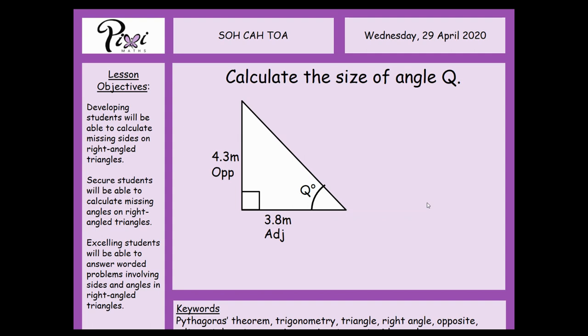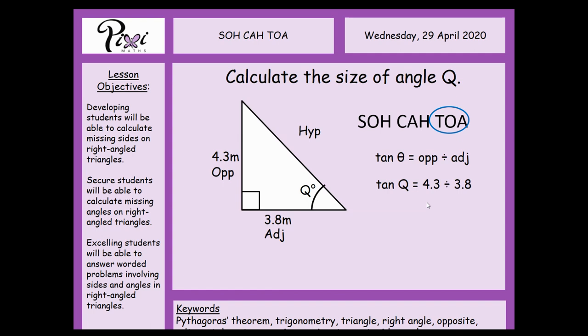3.8 is adjacent to angle Q because it's touching the angle, and the side opposite the right angle is our hypotenuse. We want to write out our SOH CAH TOA and then identify which formula we want to use. In this case, we know the opposite and we know the adjacent, and the hypotenuse is the useless side, so we don't want anything containing an H, and therefore it's going to be TOA. The formula for that one is tan theta equals opposite divided by adjacent, or opposite over adjacent.